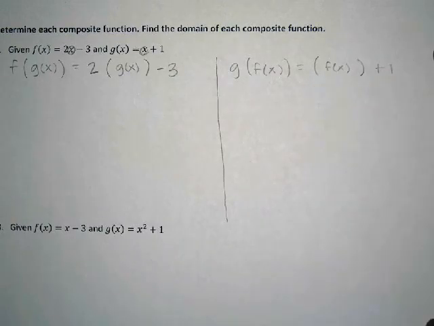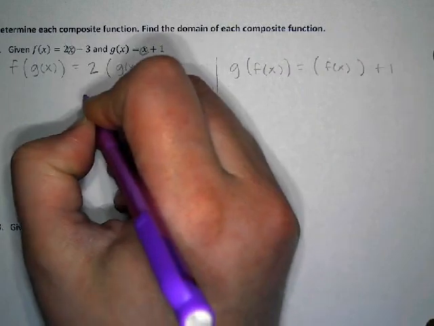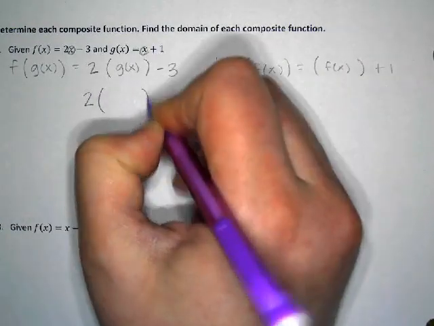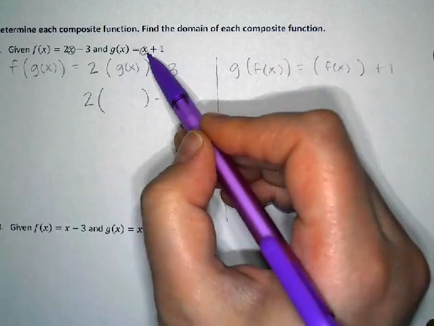So now I can actually do my plugging in. For this one, I'm going to have 2, and then I'm multiplying by the function that was G of X, and I'm subtracting 3 off the end. The function that was G of X was just X plus 1, so I'm sticking an X plus 1 inside.